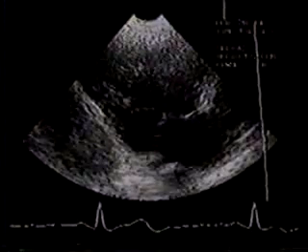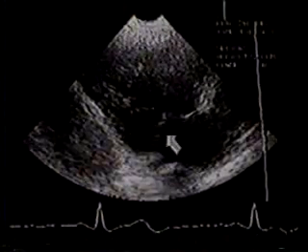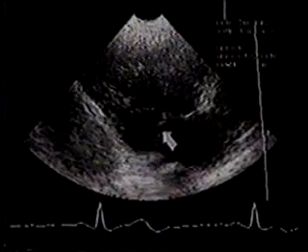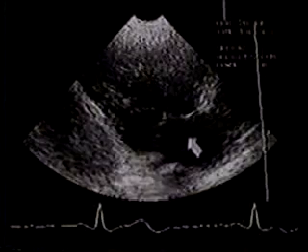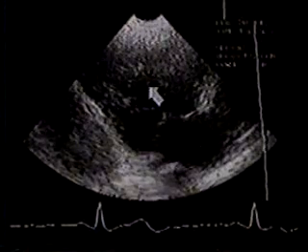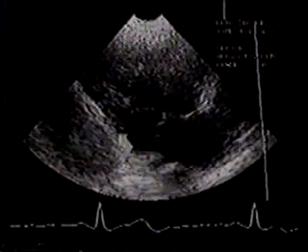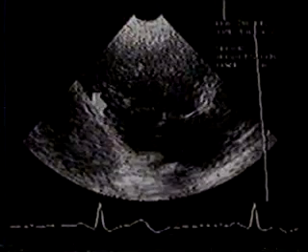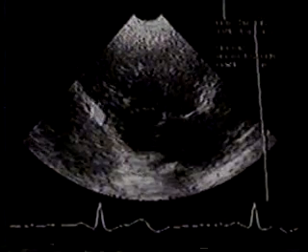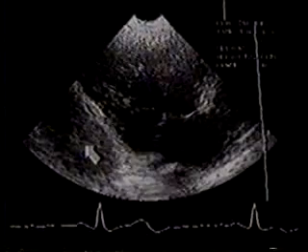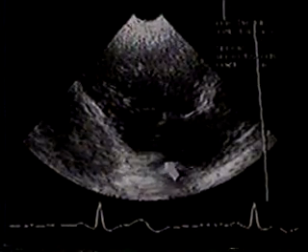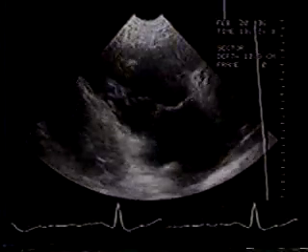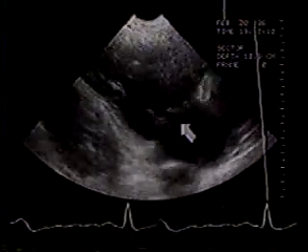This is a systolic still frame. The posterior and anterior tricuspid leaflets separate the right atrium from the right ventricle. This is the inferior or diaphragmatic surface of the right ventricle, and this is liver parenchyma. This is the entrance of the coronary sinus into the right atrium. This is normal tricuspid valve motion.